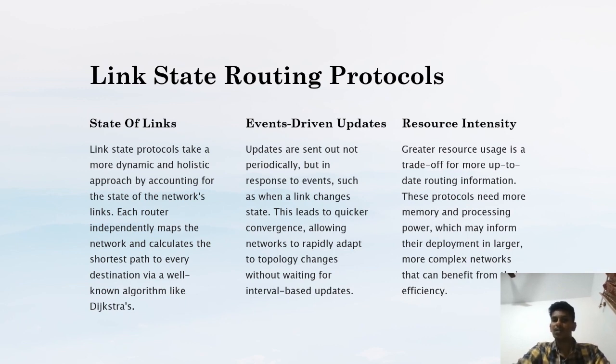Resource intensity. Greater resource usage is a trade-off for more up-to-date routing information. These protocols need more memory and processing power, which may inform their deployment in larger, more complex networks that can benefit from the efficiency.